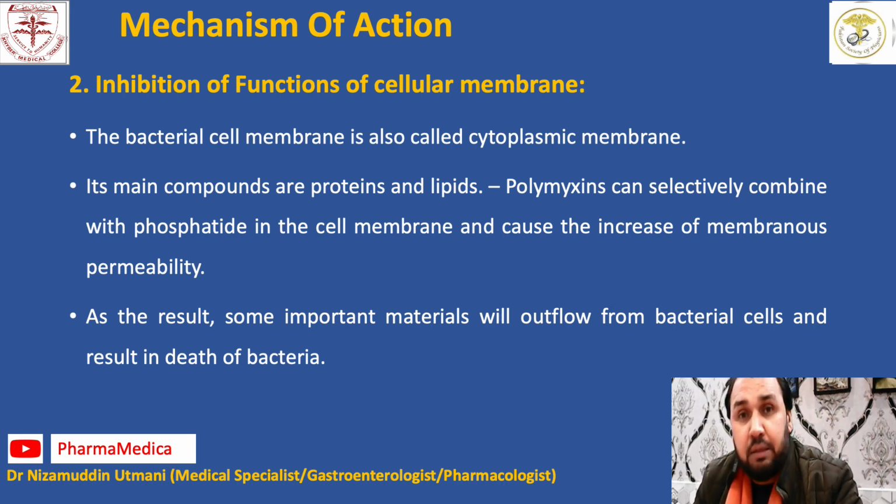The other one is the inhibition of the functional cell membrane. These drugs inhibit the functional cell membrane. Again, there is fragility in their cell membrane, again there is leakage of the material of the cells, and again there is death of the cell. So all those drugs which are inhibiting the cell membrane and all those drugs which are inhibiting the cell wall, we consider both of them as bactericidal antibiotics.